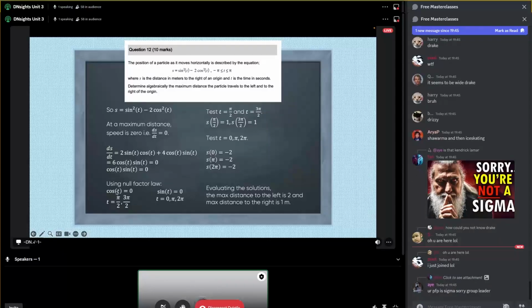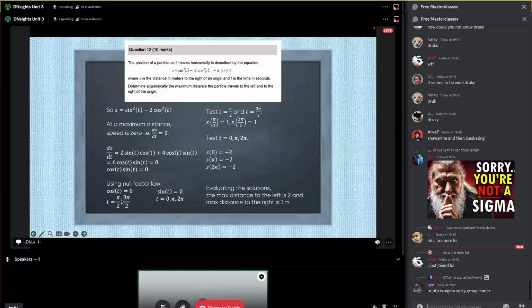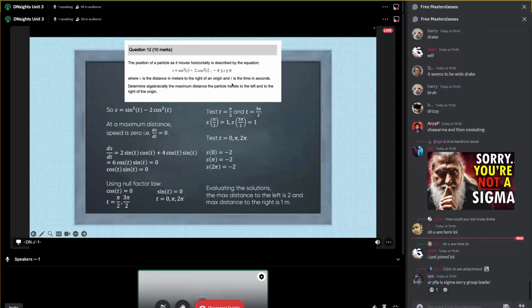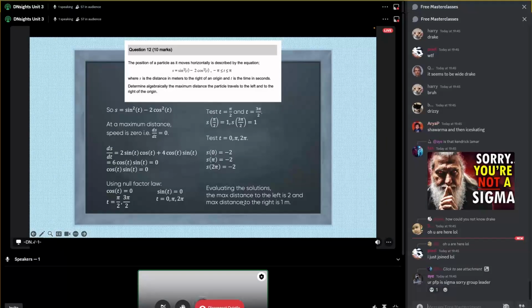So I can use the null factor law to solve for t. I get these 5 values within the given bounds. Okay, this one can be ignored, but whatever. So if we just test these values, we can see that these values give a 1. So that means 1 meter to the right, as in the question. And then if we do these, we get -2, which means 2 meters to the left. So the max distance is 2 to the left and 1 to the right.